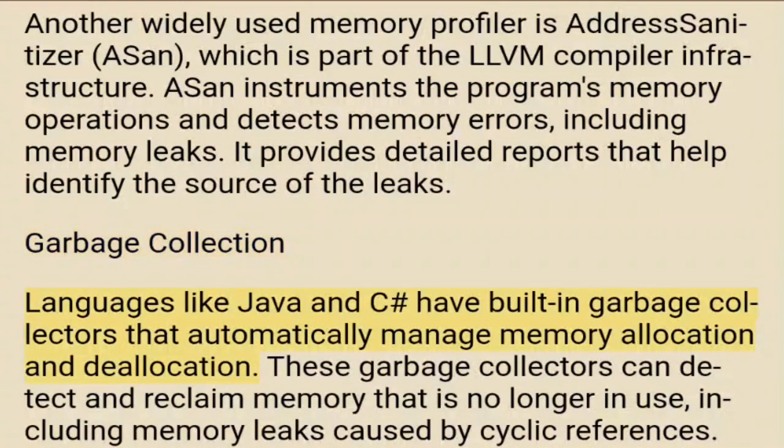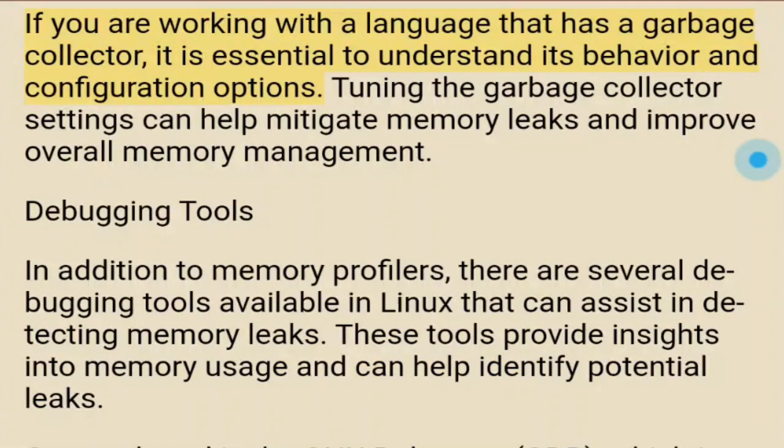Garbage collection. Languages like Java and C# have built-in garbage collectors that automatically manage memory allocation and deallocation. These garbage collectors can detect and reclaim memory that is no longer in use, including memory leaks caused by cyclic references. If you are working with a language that has a garbage collector, it is essential to understand its behavior and configuration options. Tuning the garbage collector settings can help mitigate memory leaks and improve overall memory management.